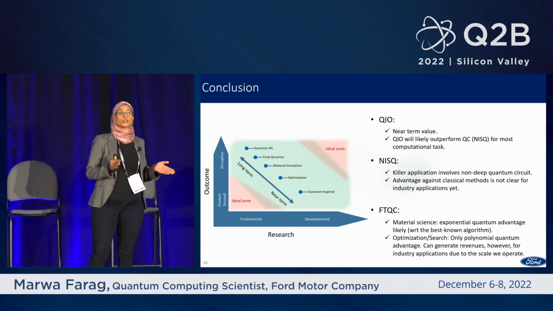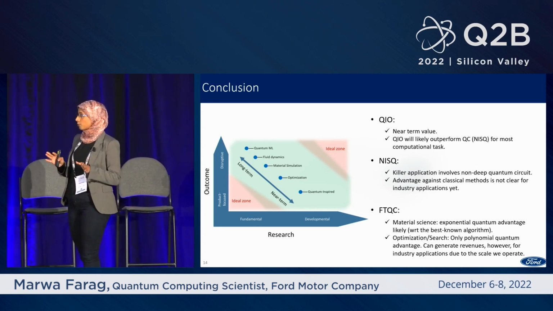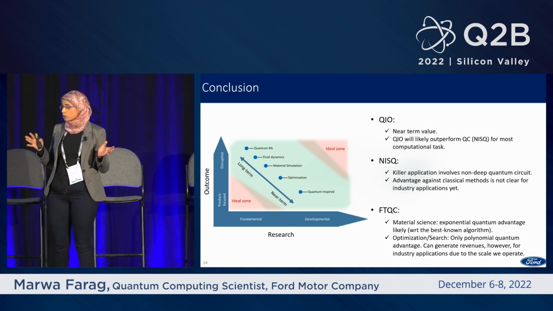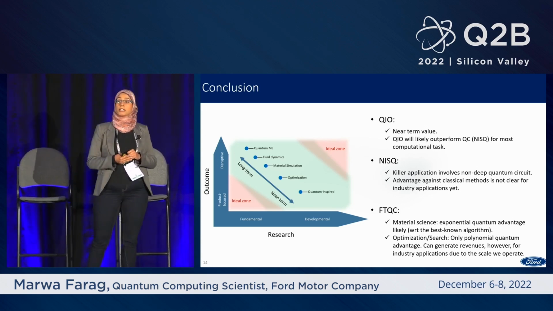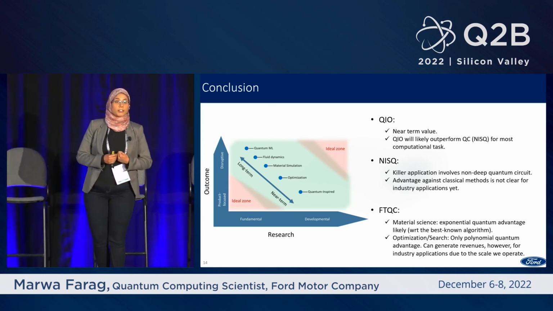So far, it's only known to be quadratic using the Grover algorithm, which is a search algorithm. It's not an optimization algorithm, but it can be used. Even though it's only quadratic, it is still good considering, again, the scale we are operating at in industry. And with that, I thank you.